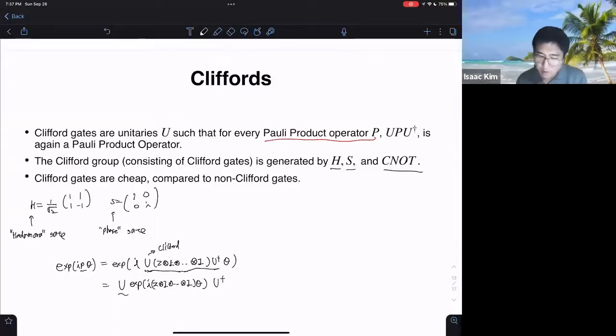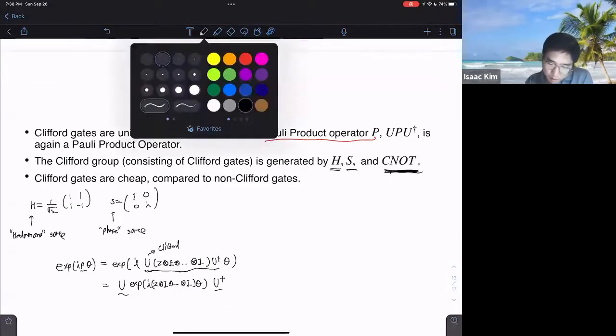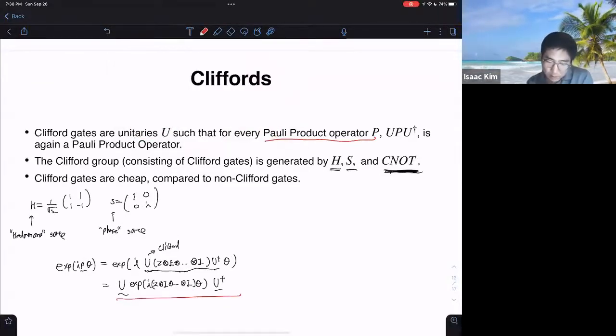And the Clifford circuit can be generated by single-qubit gates and two-qubit gates, and its inverse can also be generated by single-qubit gates and two-qubit gates. And what's in the middle here is obviously a single-qubit gate because it acts only non-trivially on the first qubit. Therefore, this entire thing is a sequence of single and two-qubit gates.